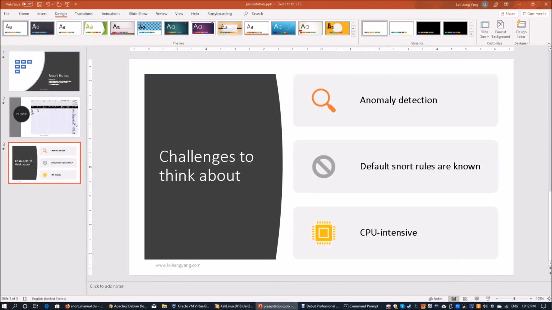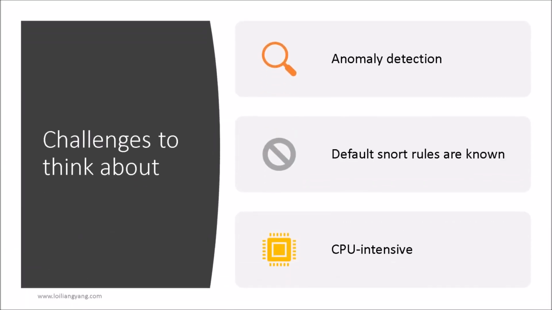So going back to the presentation, here are some things for you to really think about as a challenge, not just about Snort, but about firewalls, network intrusion detection systems, and prevention systems. What about anomaly detection? Because everything is based on rules. What do you do if there are different ways where they try to bypass some of those rules? And if you think about it, the default Snort rules that you have seen earlier are actually known. If you look at the list in the etc Snort folder, you can see that there are a lot of rules that are known to the hackers, known to the attackers.